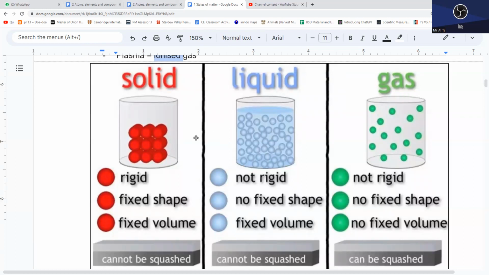Now, as you can see here, why they behave the way they do about the rigidity of shape and volume is determined by the way their particles are arranged. Solid here, they have fixed volume that cannot be squashed. They are rigid. Why? We're going to see later on. It's about how the particles are arranged.